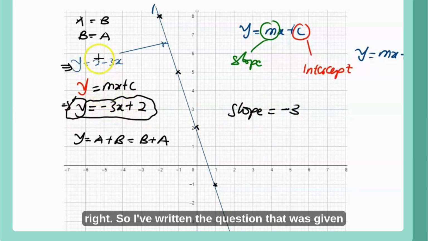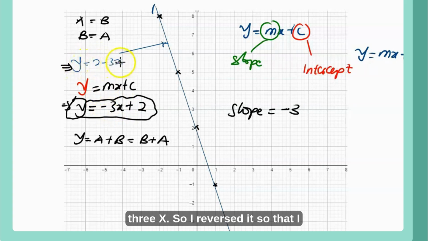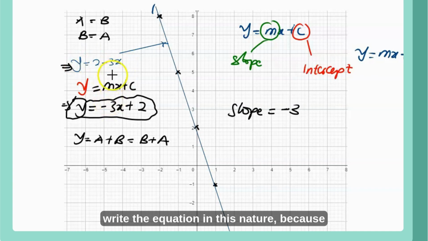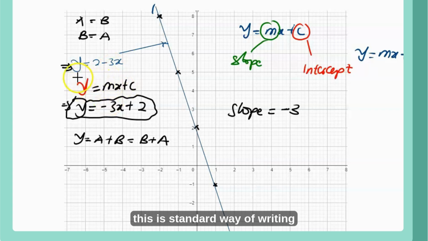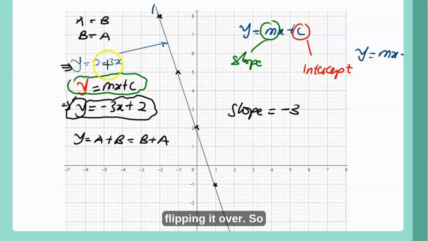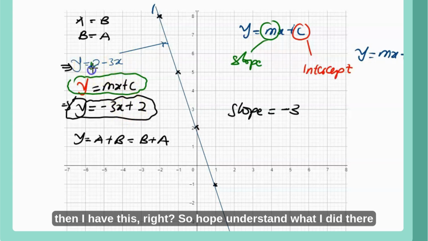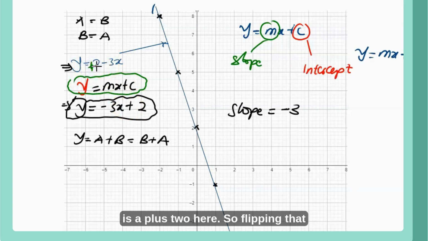So I've written the equation that was given originally, which is y is equal to 2 minus 3x. I reversed it so that I could write the equation in this form, because this is our standard way of writing an equation for a straight line graph. So I made this equation look like this by flipping it over. I have minus 3x, and the plus sign comes over. There's a plus 2 here, so flipping that, it becomes minus 3x plus 2.